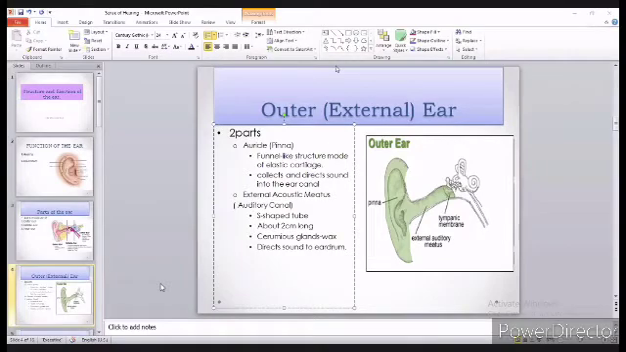Are we together? Our next portion of our outer ear. Yes.